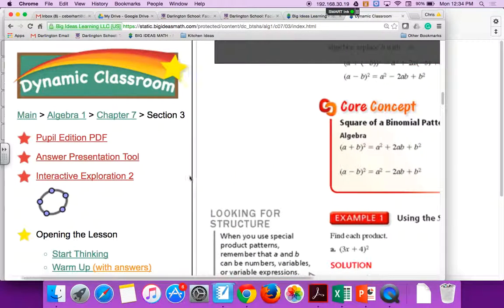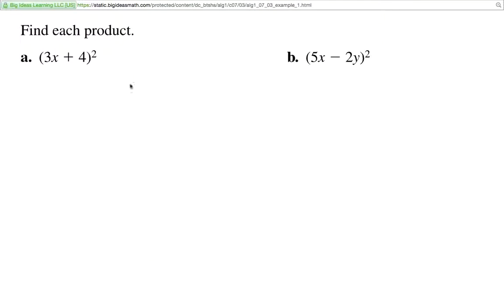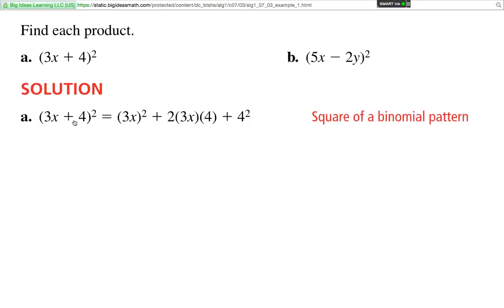All right, let's look at some examples and give you an idea of what it looks like. The first one, find each product: (3x + 4) squared. So write it out, a plus b. We have our a right there. (3x) squared ends up being 9x squared. And then we have our b over here, 4 times 4 is 16. And then we have our middle term, 2ab, which ends up getting us 24x.